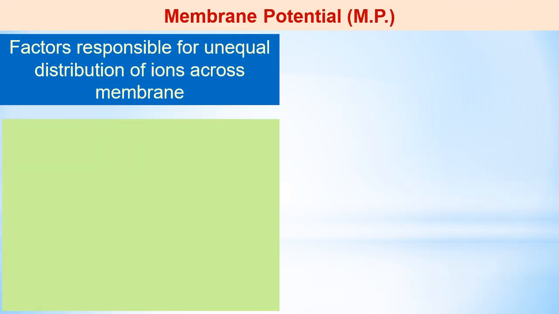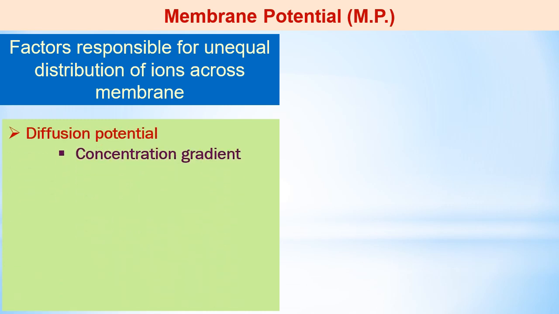Now, with the concept of membrane potential and resting membrane potential, let us discuss the factors responsible for the unequal distribution of ions across the membrane, which is mainly responsible for the resting membrane potential. The first factor is the diffusion potential, which depends on the concentration gradient of various ions. Concentration gradient means concentration slope. For example, for the potassium ion, the concentration slope is from the inside to the outside, because the concentration of potassium ion is higher inside than outside. And for the sodium ion, the gradient is just the reverse, from the outside to the inside, because the sodium ion concentration is higher outside the cell at resting state.